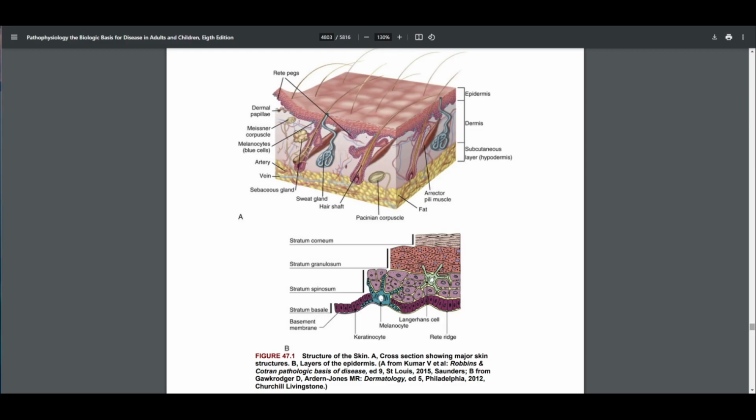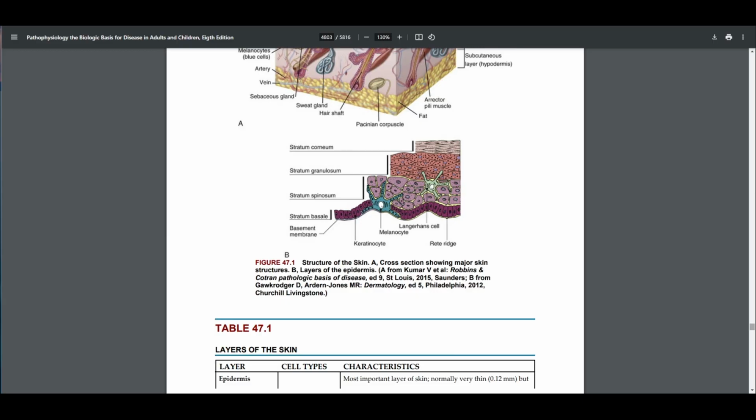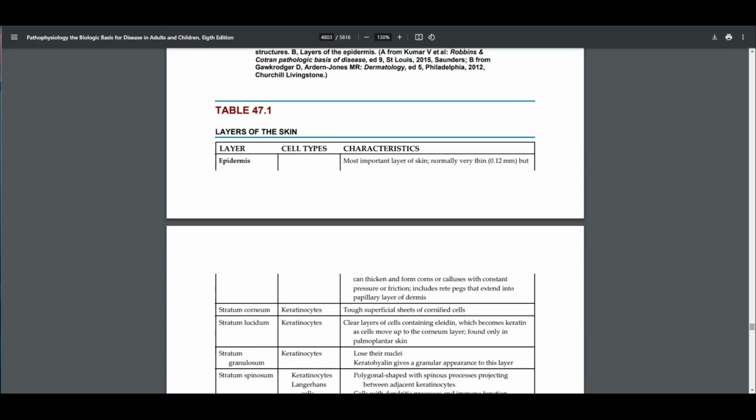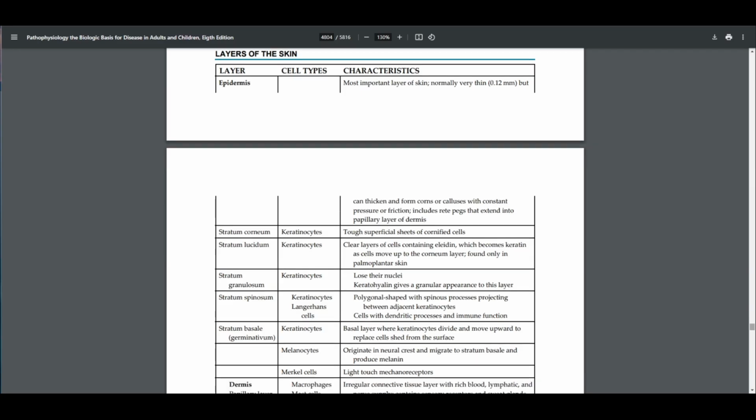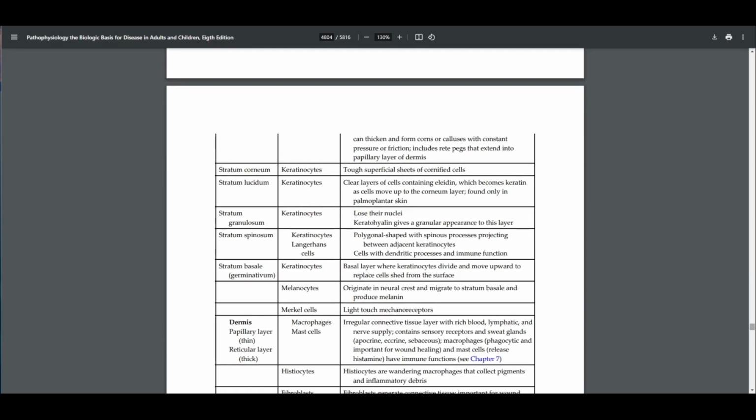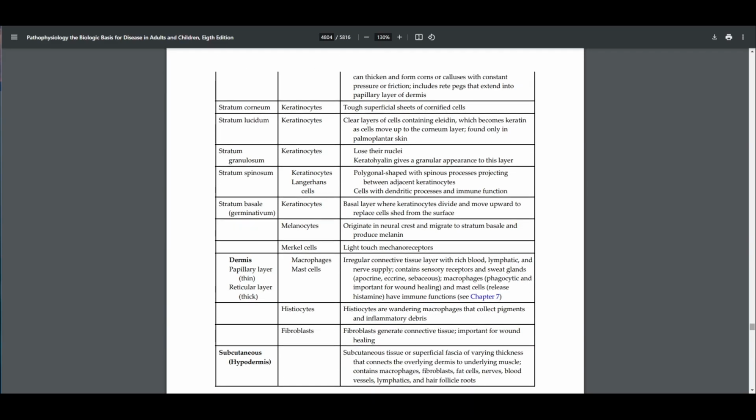As always, if there's any kind of anatomy, physiology, or if I'm going too quickly, hit that pause button. Here is a great spot to get a quick review of your anatomy. So hit pause here, take a look at everything, and we'll continue on. Here is table 47.1, the layers of the skin. Again, a good spot to pause so you can read between the different cell types, characteristics. I'll keep going. So here's another good spot. It'll cover everything in that box.